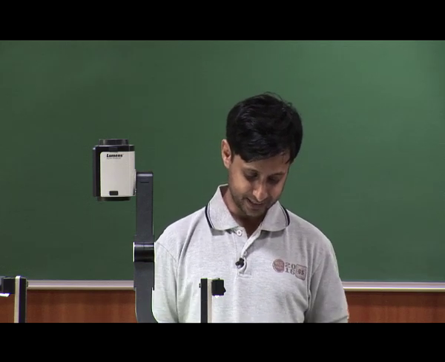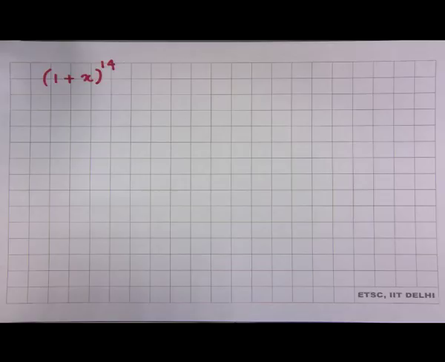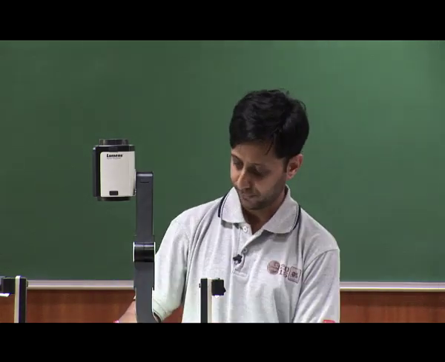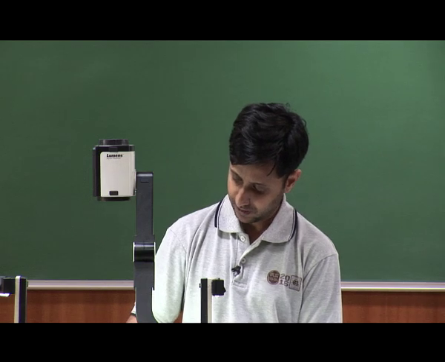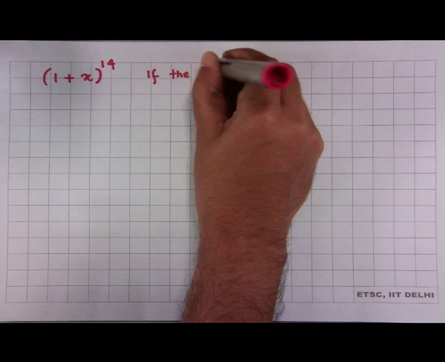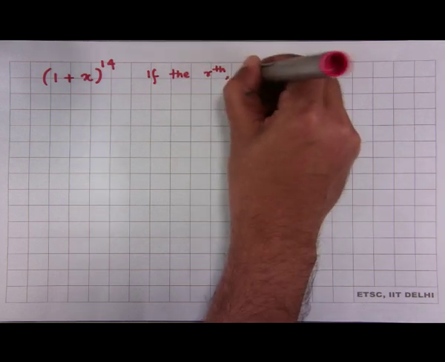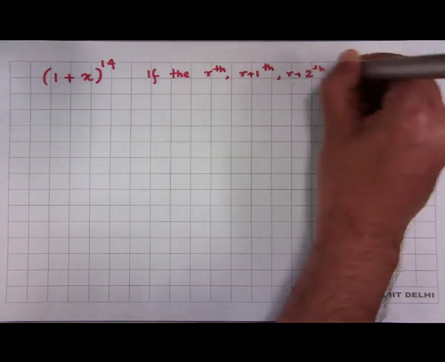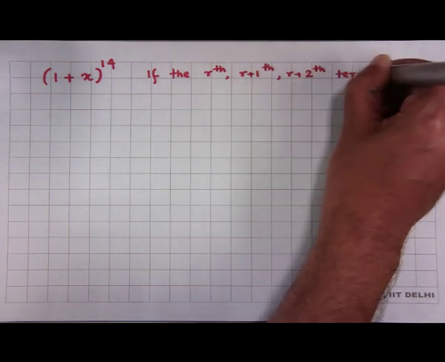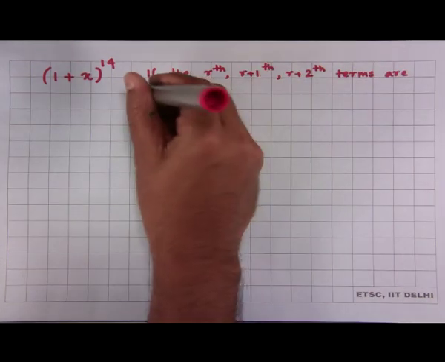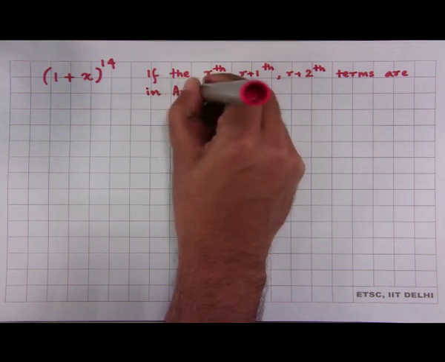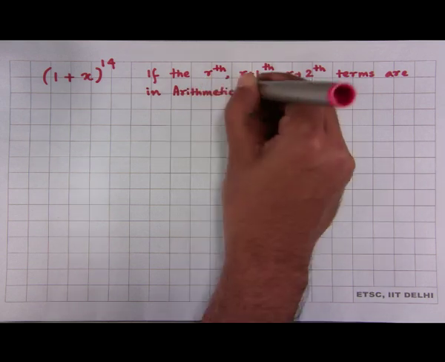So, let us try yet another one, 1 plus x whole to the power 14, whole raised to the power 14. Okay. And the question is that if the rth, r plus 1th, r plus 2th terms are in arithmetic progression.